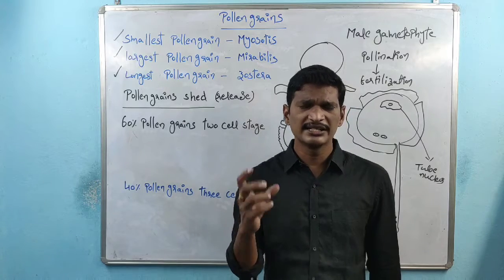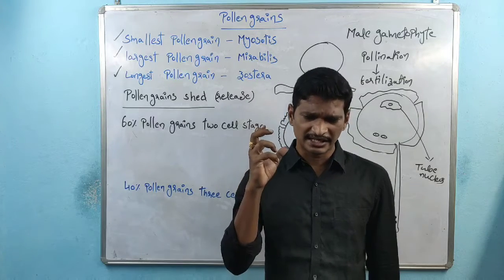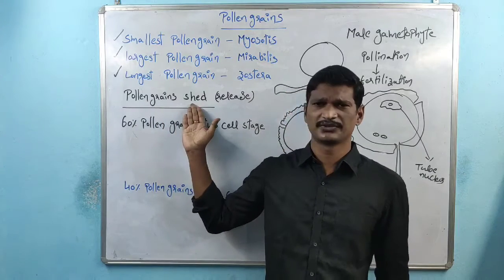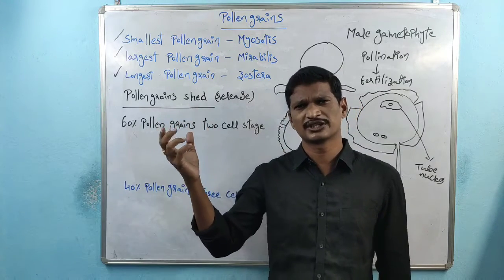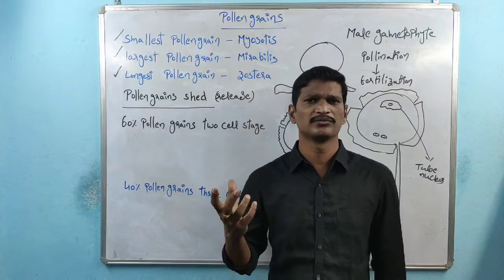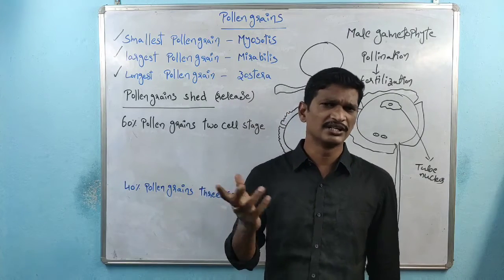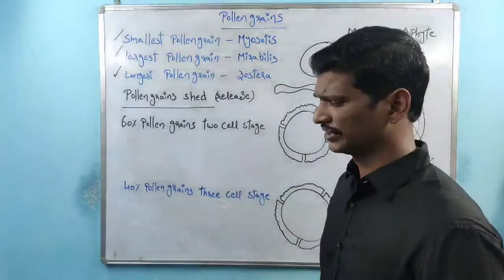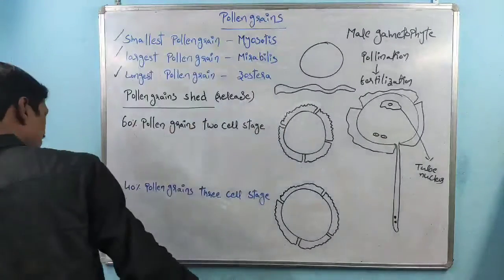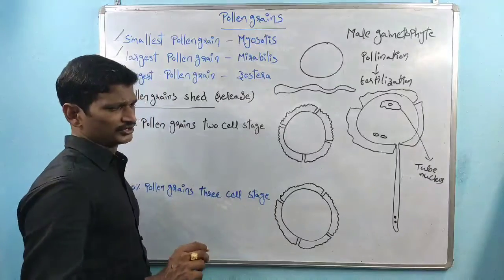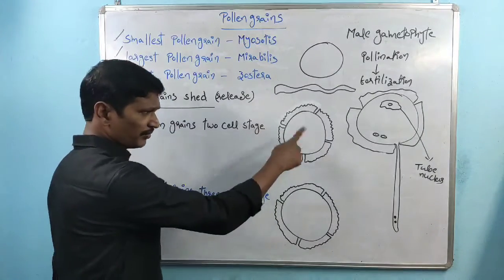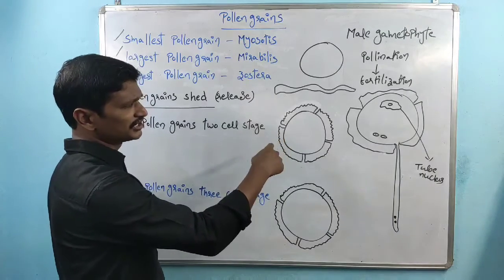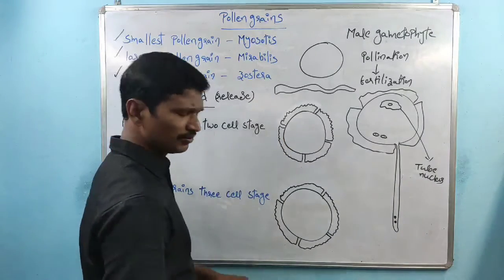See, pollen grains released condition. The releasing process is nothing but shed. Pollen grains are shed means pollen grains are released from the anther. Generally, the pollen grains are released in two conditions. Here, conditions means we are discussing the internal changes within the pollen grain. I'll explain.